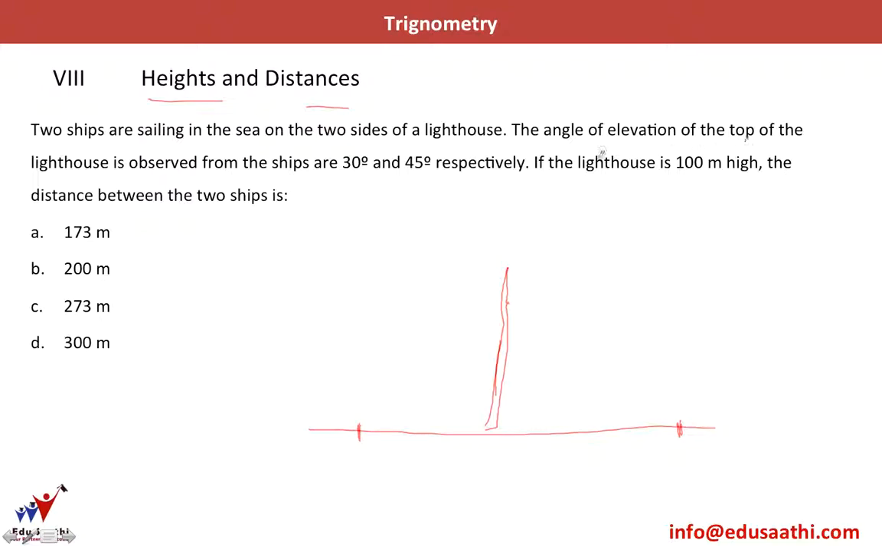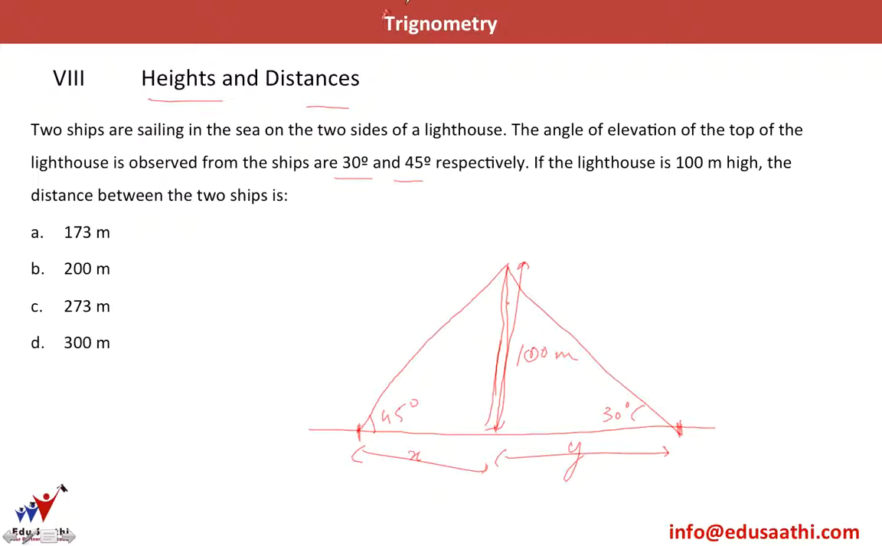The angle of elevation of the top of the lighthouse is observed as 30 degrees and 45 degrees respectively. So let's say this ship observes an angle of 45 degrees and this ship on this other side observes an angle of 30 degrees. If the lighthouse is 100 meters high, so I know that this lighthouse is 100 meters high, the distance between the two ships is, so we need to find this distance. Let's take this distance as x and this distance as y.